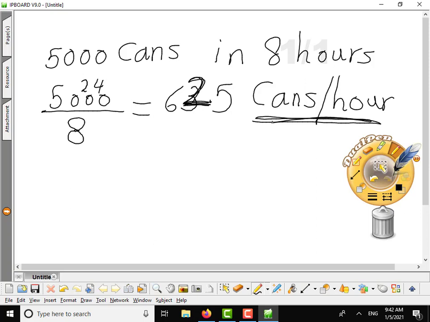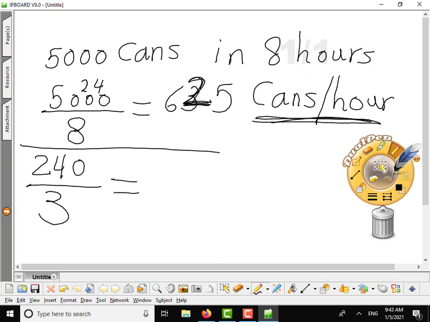Let's take another example about rate. A car covers 240 kilometers in 3 hours. As we know, the units of a rate are different. So it's 80 kilometers per hour. We must write the unit of the rate. It's very important.